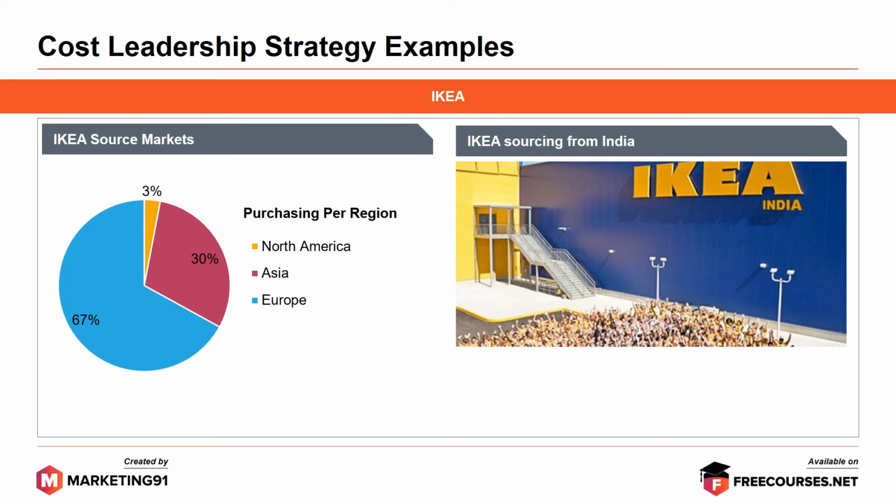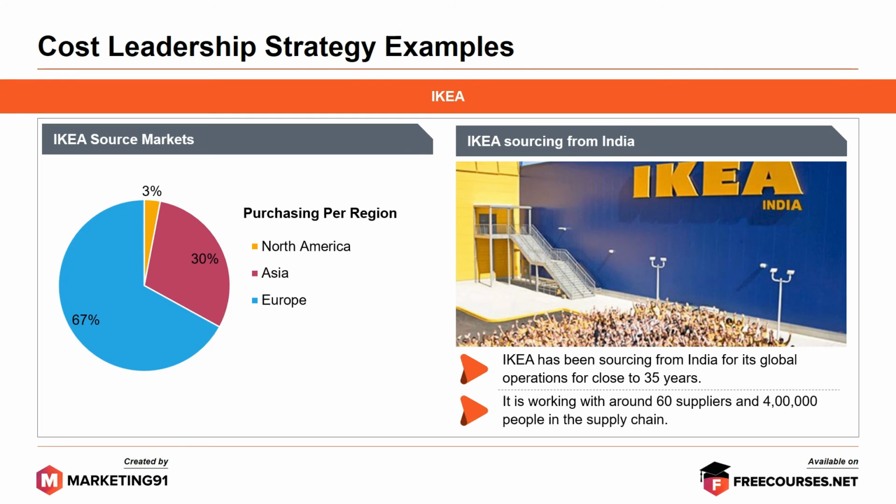Next, Ikea sourcing from India. Ikea has been sourcing from India for its global operation for close to 35 years now. It is working with around 60 suppliers and 400,000 people in the supply chain.